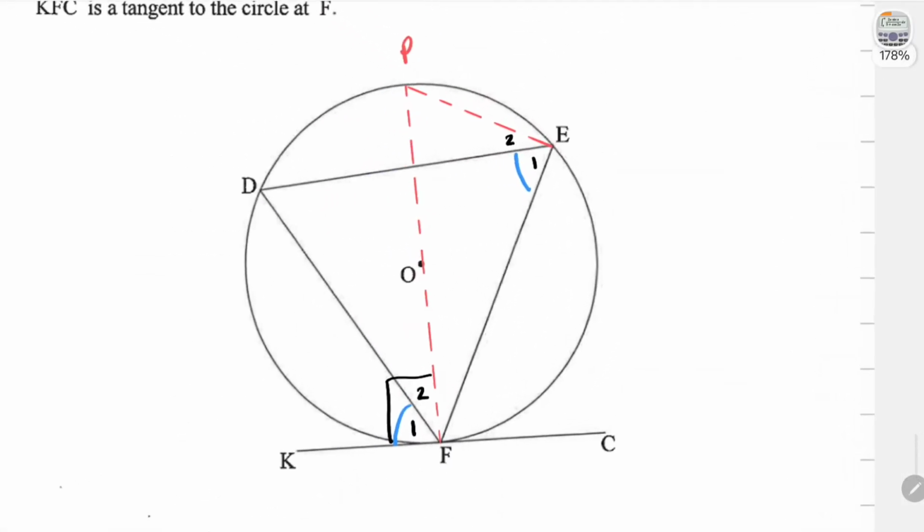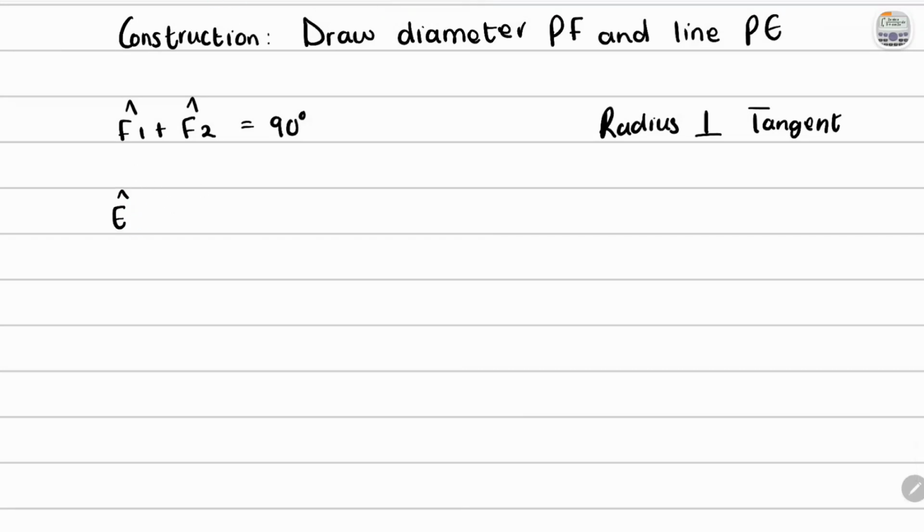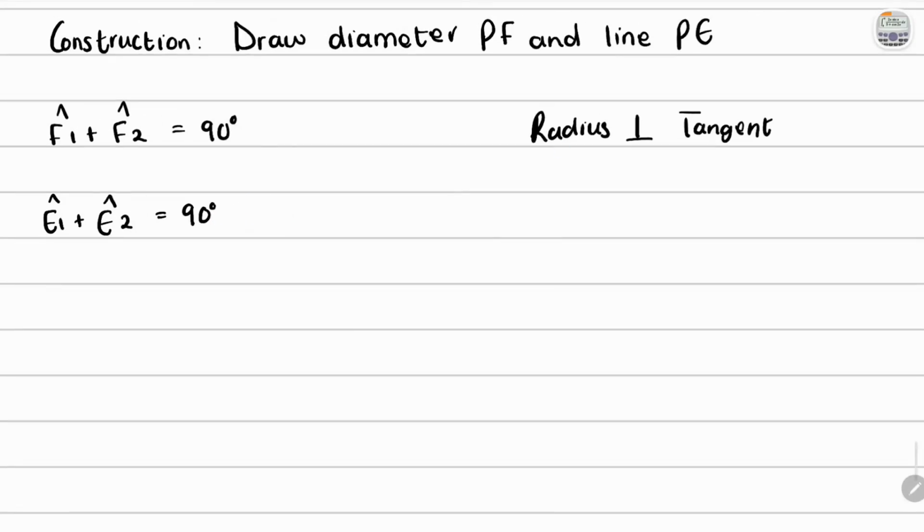And we also have another case going on here. It's not the same case, of course, but they also add up to 90 degrees. Angle E1 plus angle E2 will give us 90 degrees for a different reason. And the reason for that is because PF is a diameter. And so angle E1 and E2 are jointly the angles supported by a diameter. So it's the angle in a semicircle. So we can also see that angle E1 plus angle E2, that they also add up to 90 degrees because of angle in a semicircle.